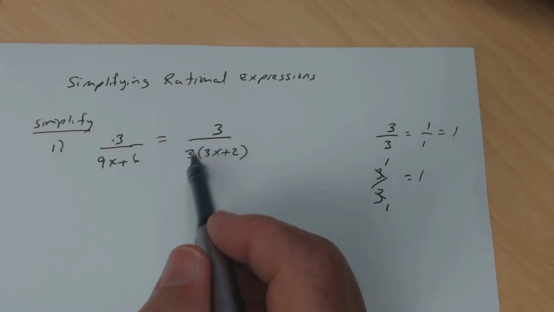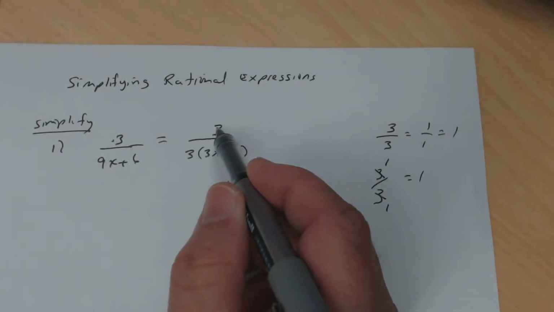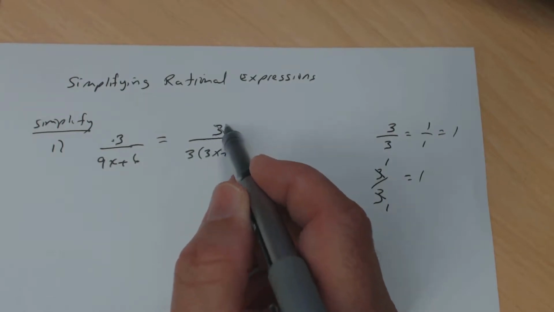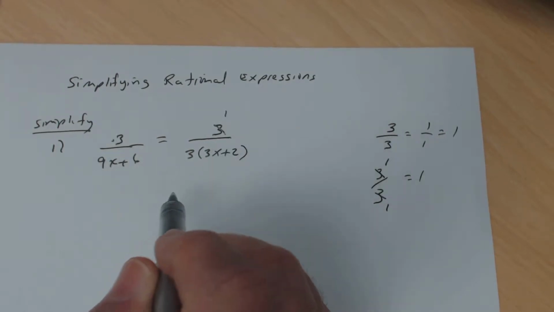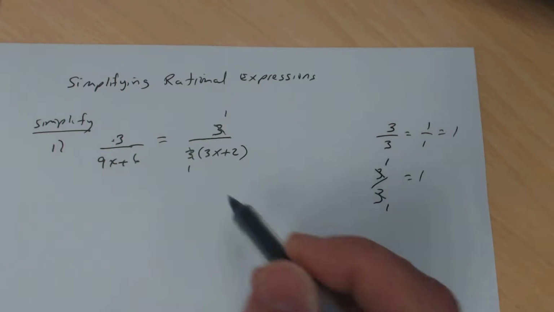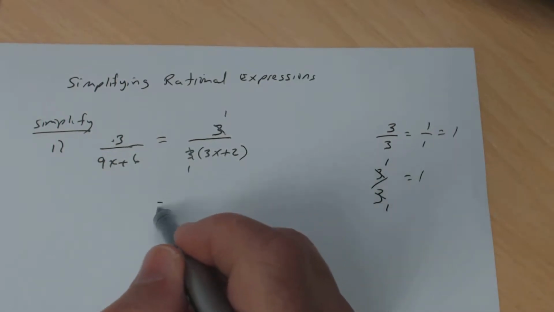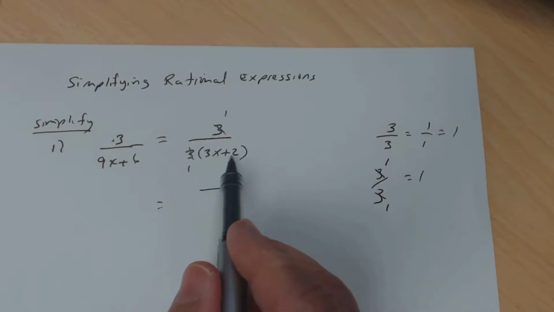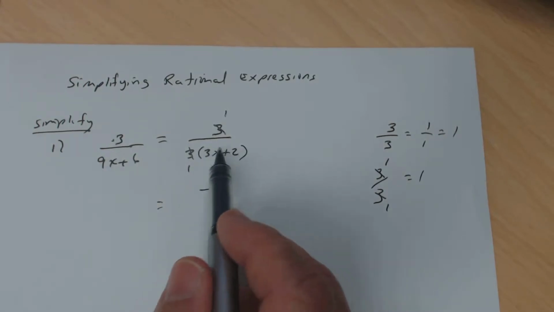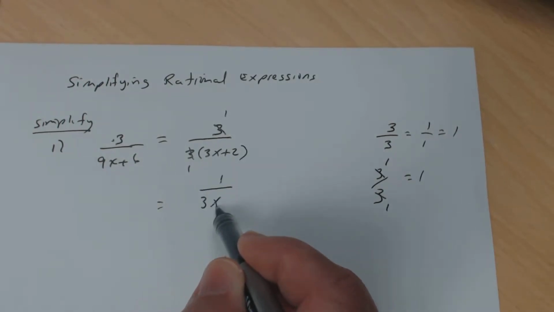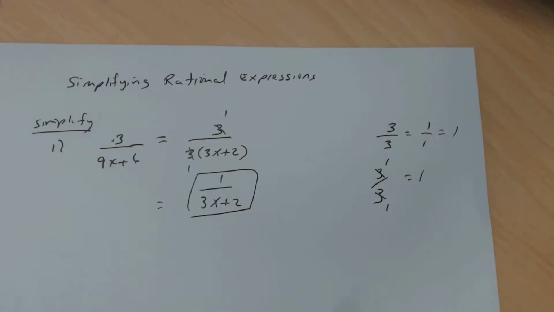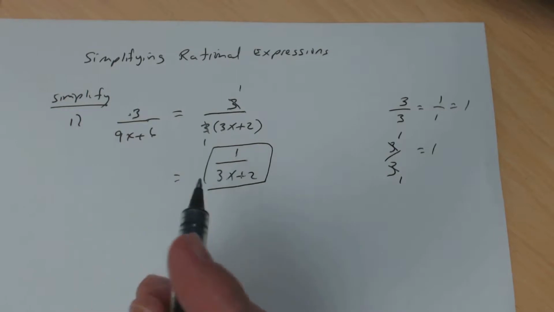Okay, so we're going to do the same thing here. These factors, they have 3's in common, so you're going to say 3 divided by 3 is 1. Make sure you put the 1 there. And then 3 divided by 3 is 1. And so I get in the numerator 1. And the denominator, 1 times this binomial is just that binomial. So it's just 3x plus 2. And there's your answer. All right, so that was the first example.